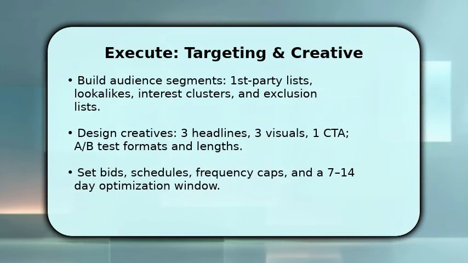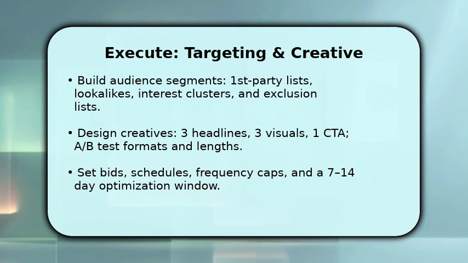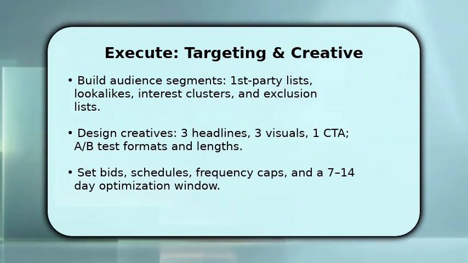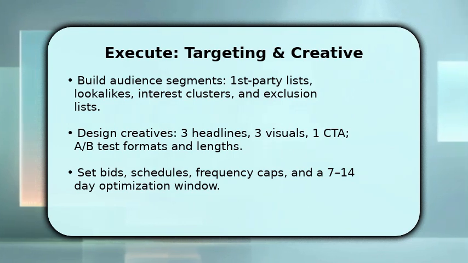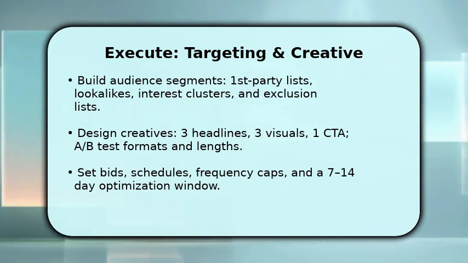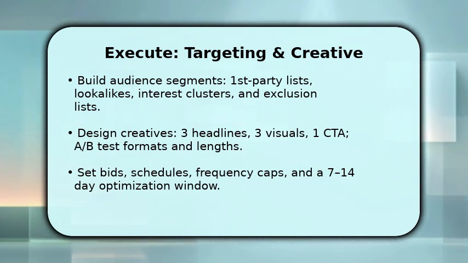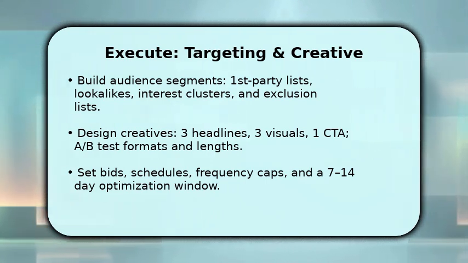Now you expand with disciplined targeting and rigorous creative testing. You'll map audiences from your first-party data, add lookalikes, and layer interests while excluding converters to protect efficiency. Create 3 headline and visual combos and a clear CTA, then run A/B tests across formats and lengths to discover what resonates. Once live, set bids and frequency caps, schedule ads for peak times, and let campaigns run for a 7 to 14-day window before judging performance.